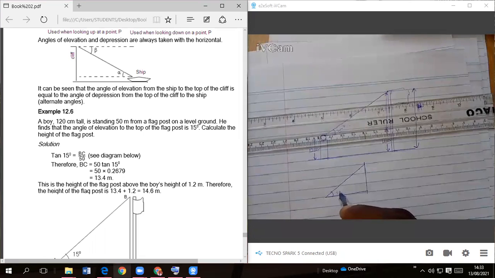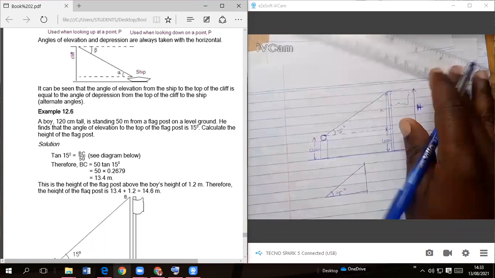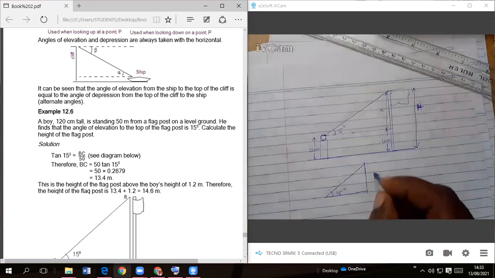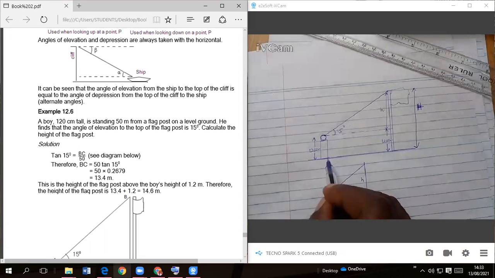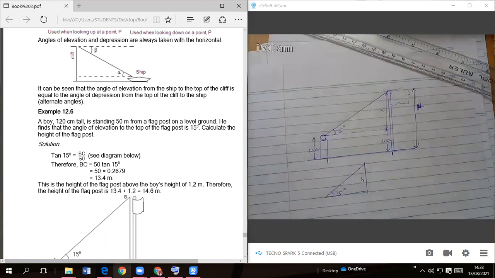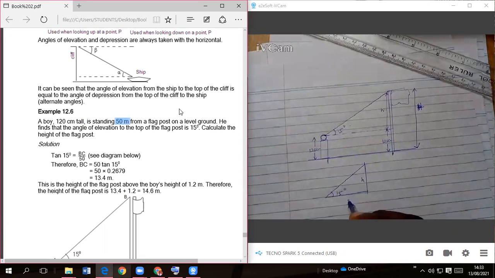So I have 15 degrees, and I know this is H. So what is the distance from the boy to the flag post? They say the boy is standing 50 meters from the flag post. So I write 50 meters here.